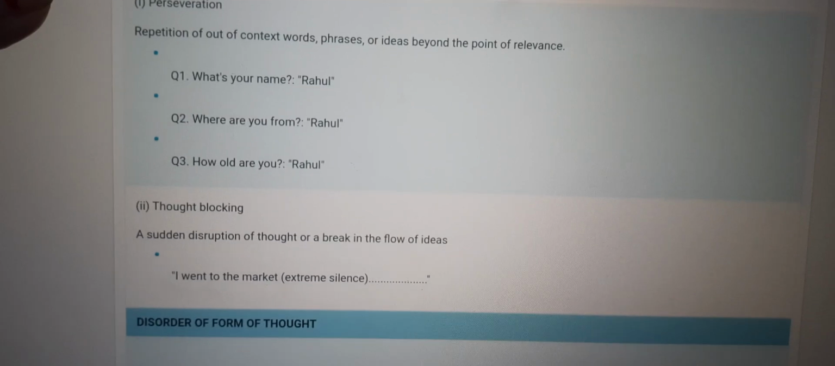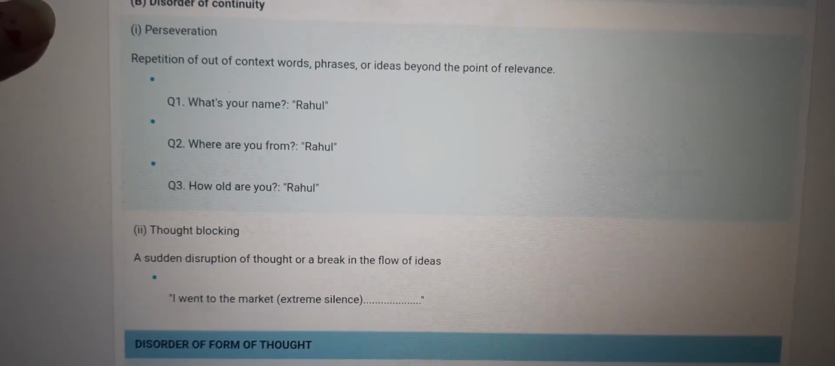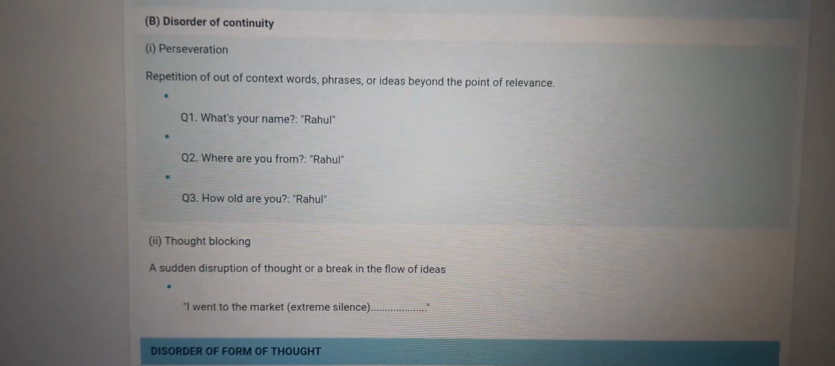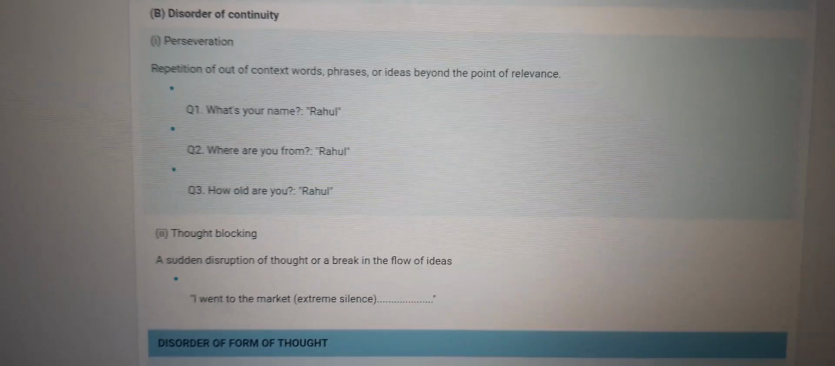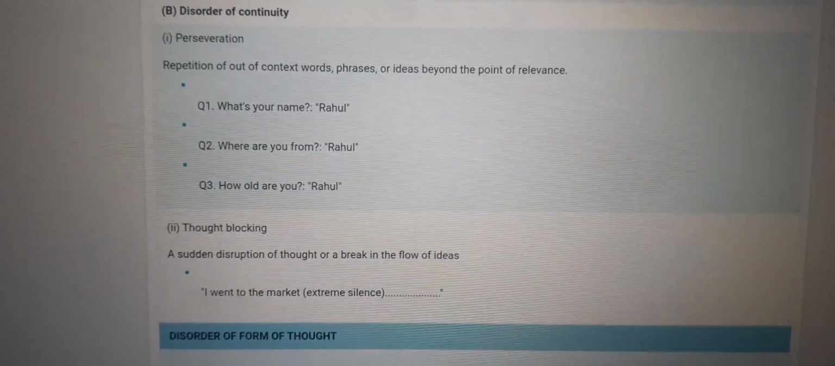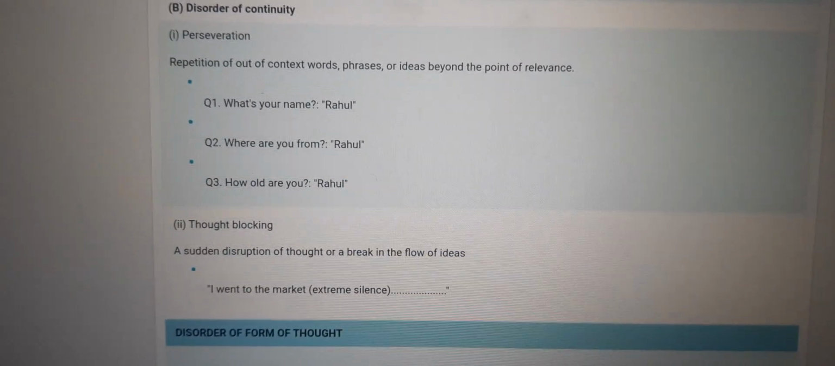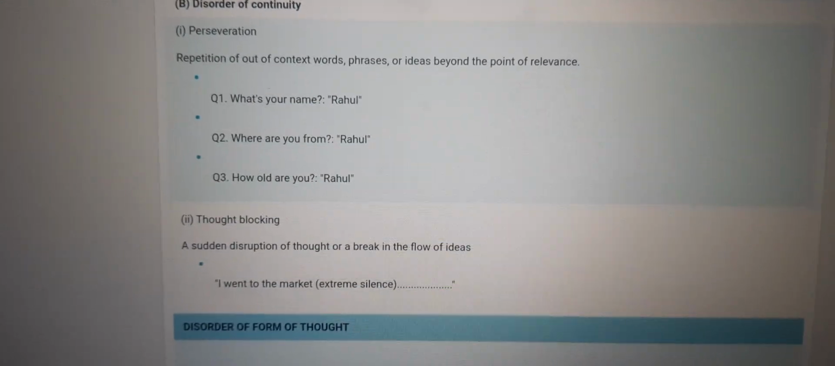In continuity, there come perseveration and thought blocking. In perseveration, there is the repetition of out of context words, phrases or ideas beyond the point of relevance. In thought blocking, there is sudden disruption of thought or break in the flow of ideas.